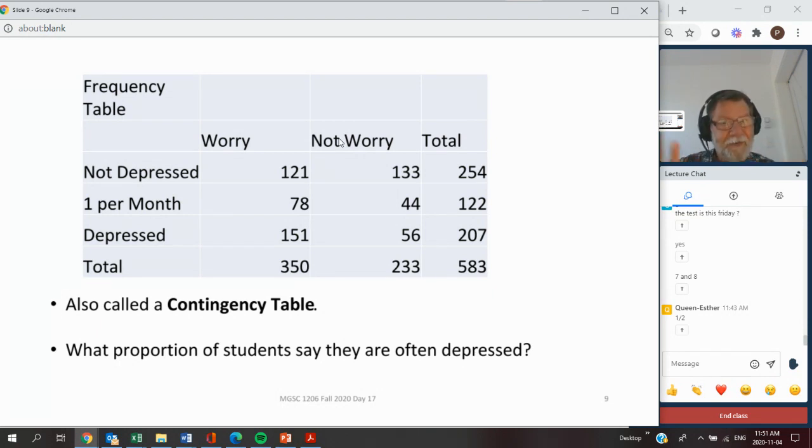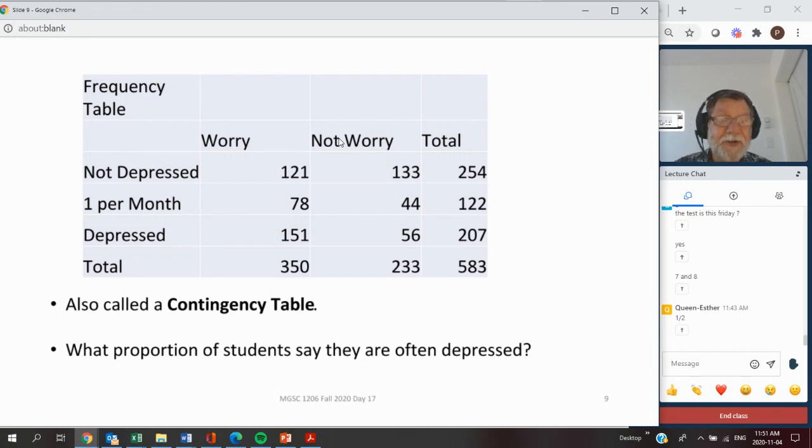This table of frequencies that I've got is, when you take statistics, they'll call it a contingency table. It's a table that summarizes every type of combination of those students, okay? And so all the students that responded to both questions, there were 583, and this is how they all fit together.